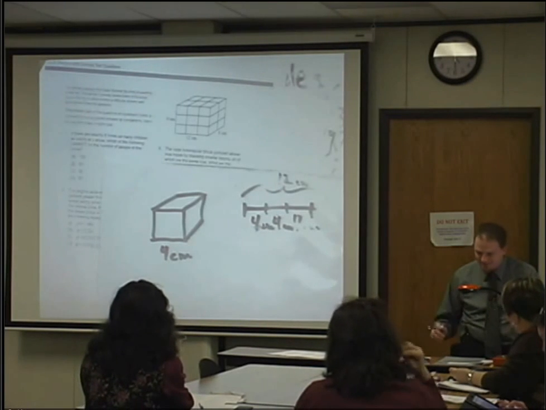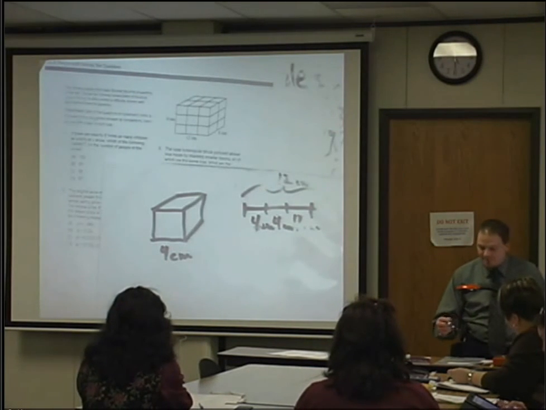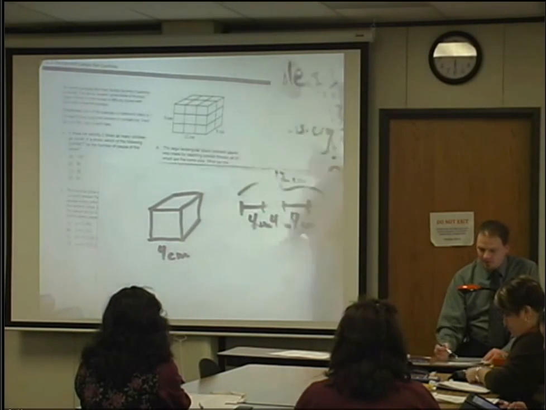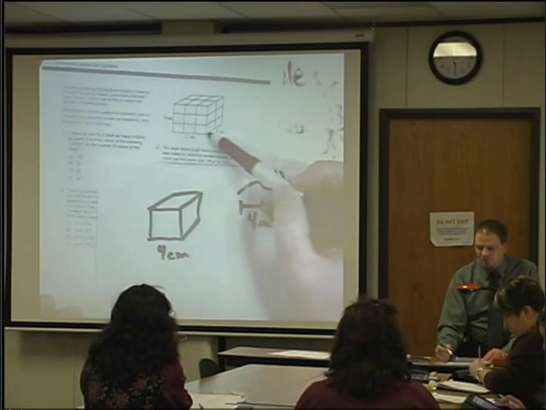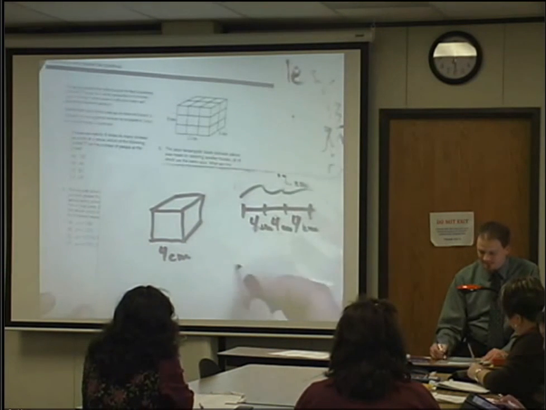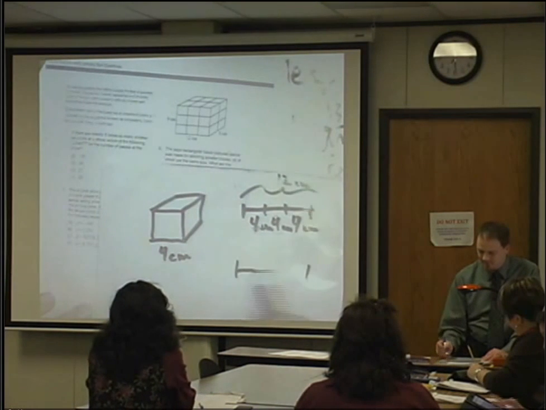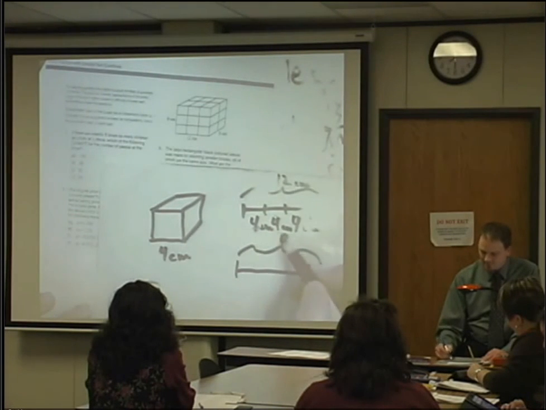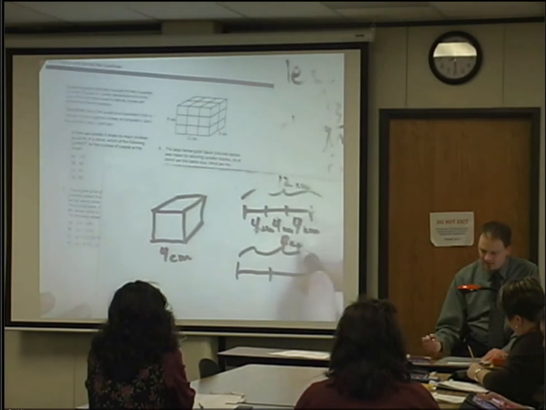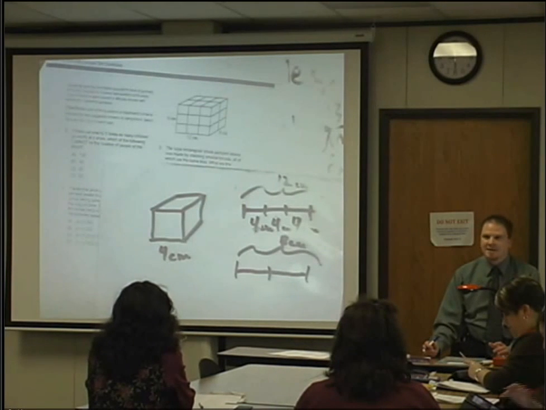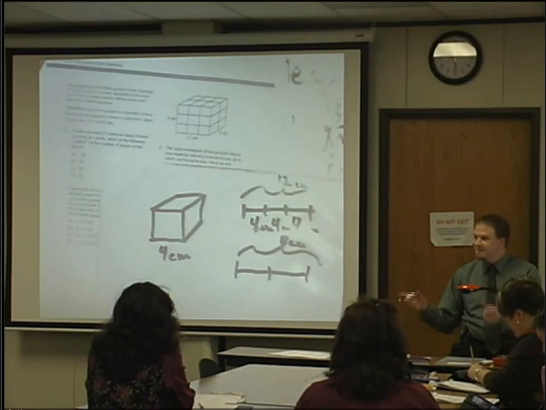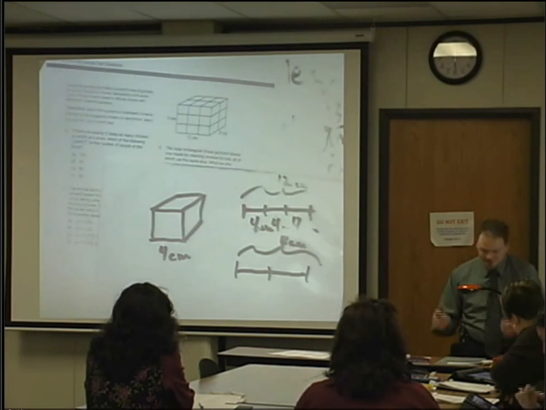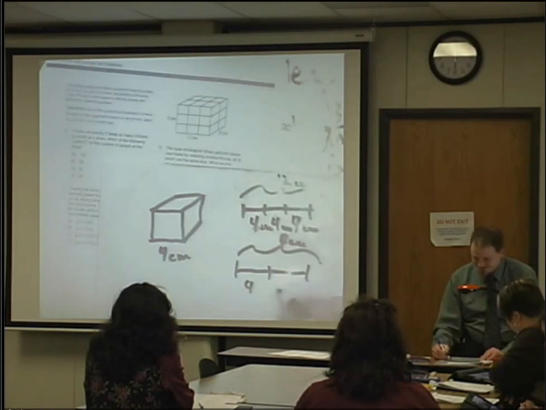Okay, so what's my depth? Well, up here I've got 2 that are 8. So 2 added together are 8 centimeters. We've got 2 pieces, we divide it by 2, and each one is 4 centimeters.